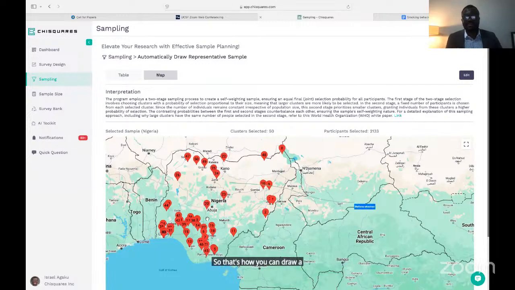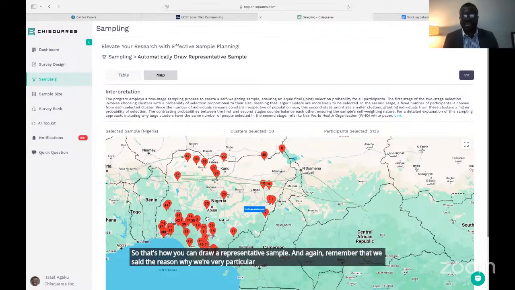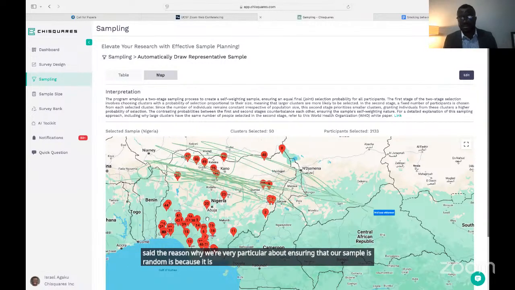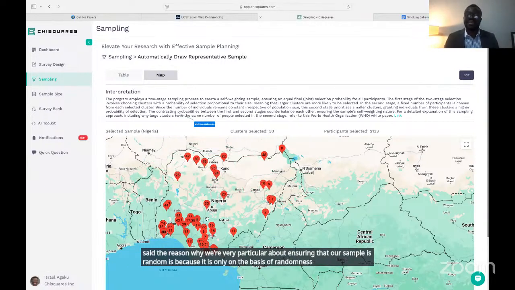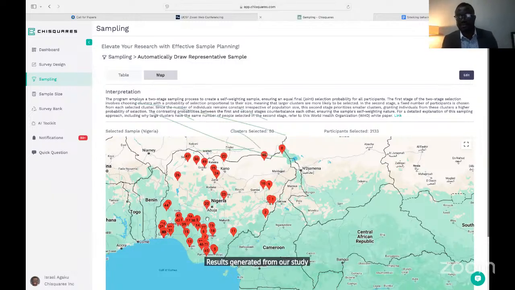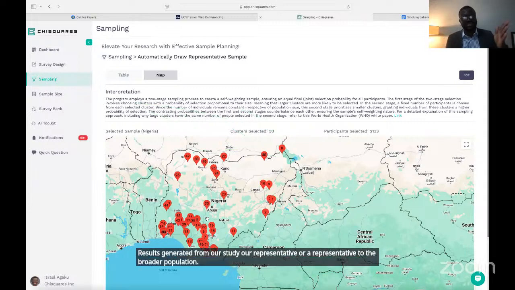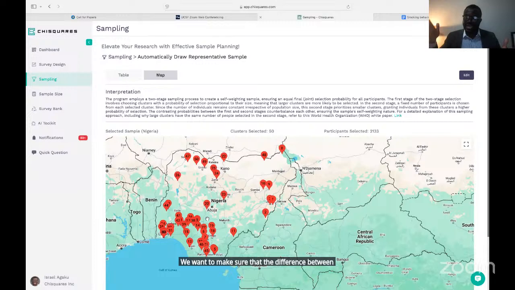And again, remember that the reason we're very particular about ensuring that our sample is random is because it is only on the basis of randomness that we can ensure that results generated from our study are representative of the broader population. We want to make sure that the difference between the parameter and the estimate is as close to 0 as possible.